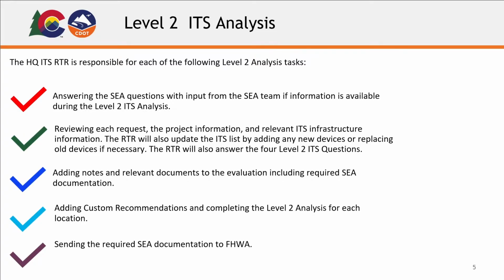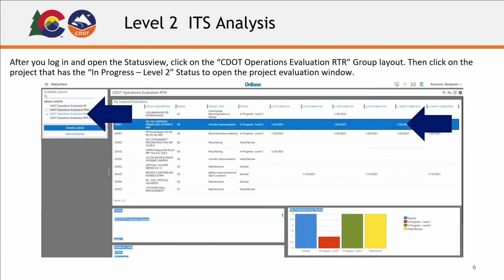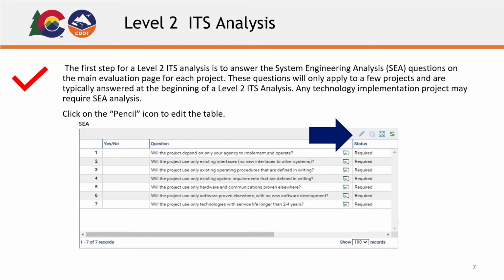SIA documentation to FHWA. After you log in and open the status view, click on the CDOT Operations Evaluation RTR group layout. Then click on the project that has the In Progress Level 2 status to open the project evaluation window. The first step for a Level 2 ITS analysis is to answer the System Engineering Analysis or SIA questions on the main evaluation page for each project.